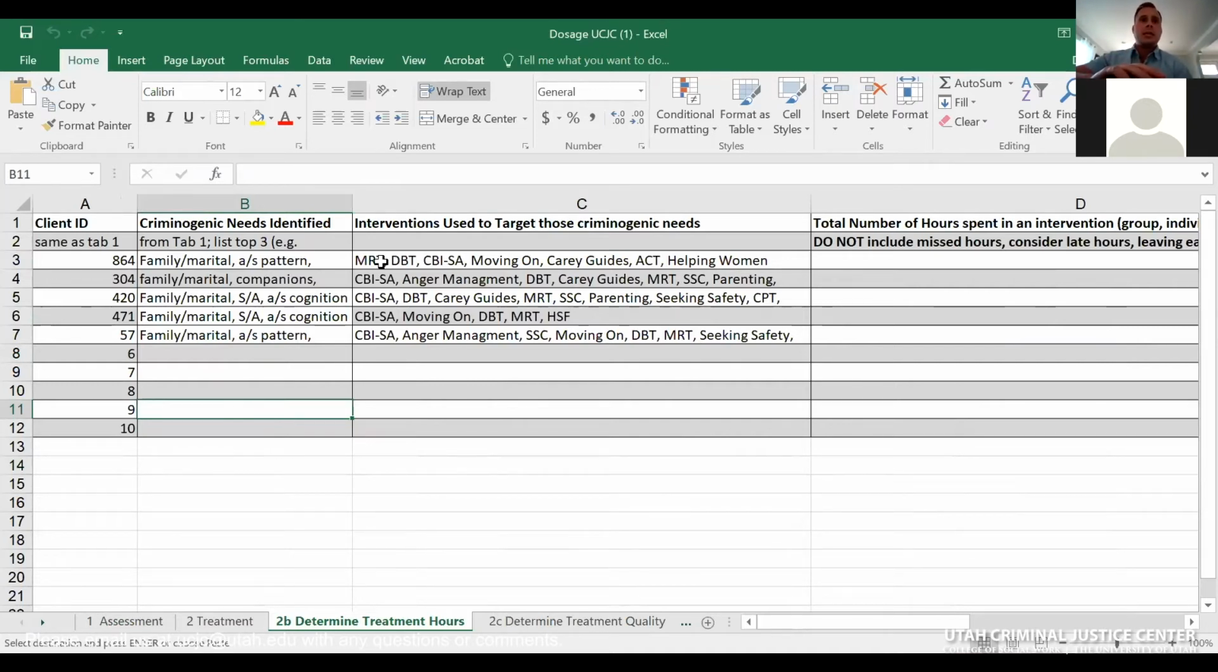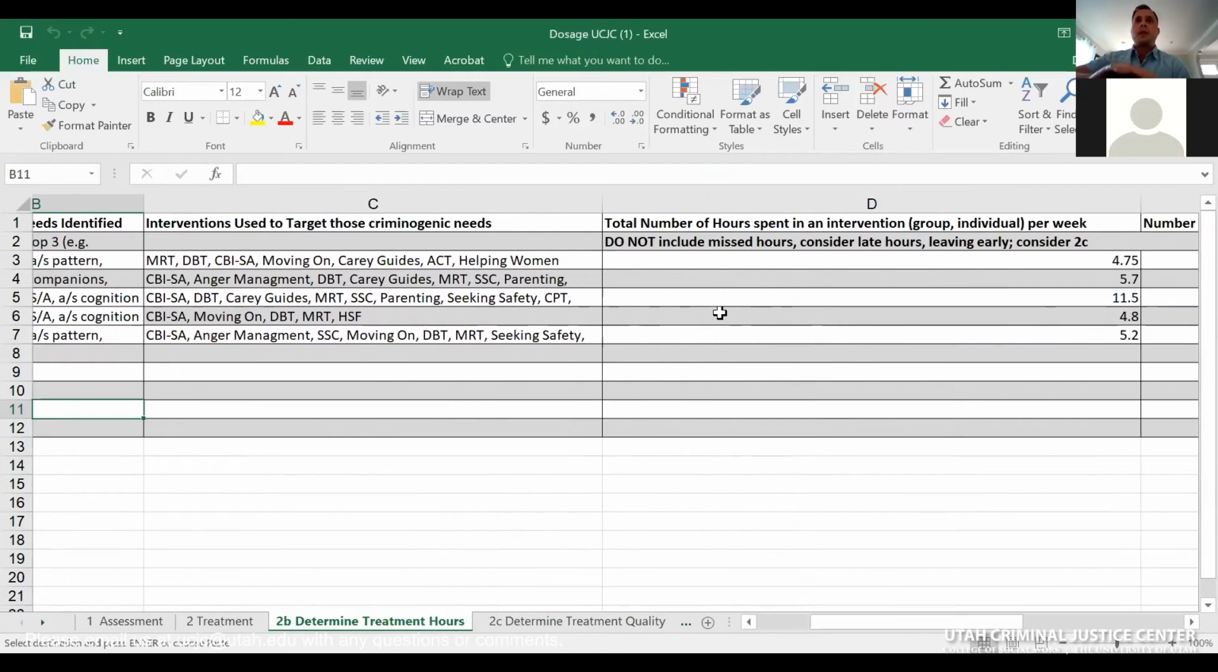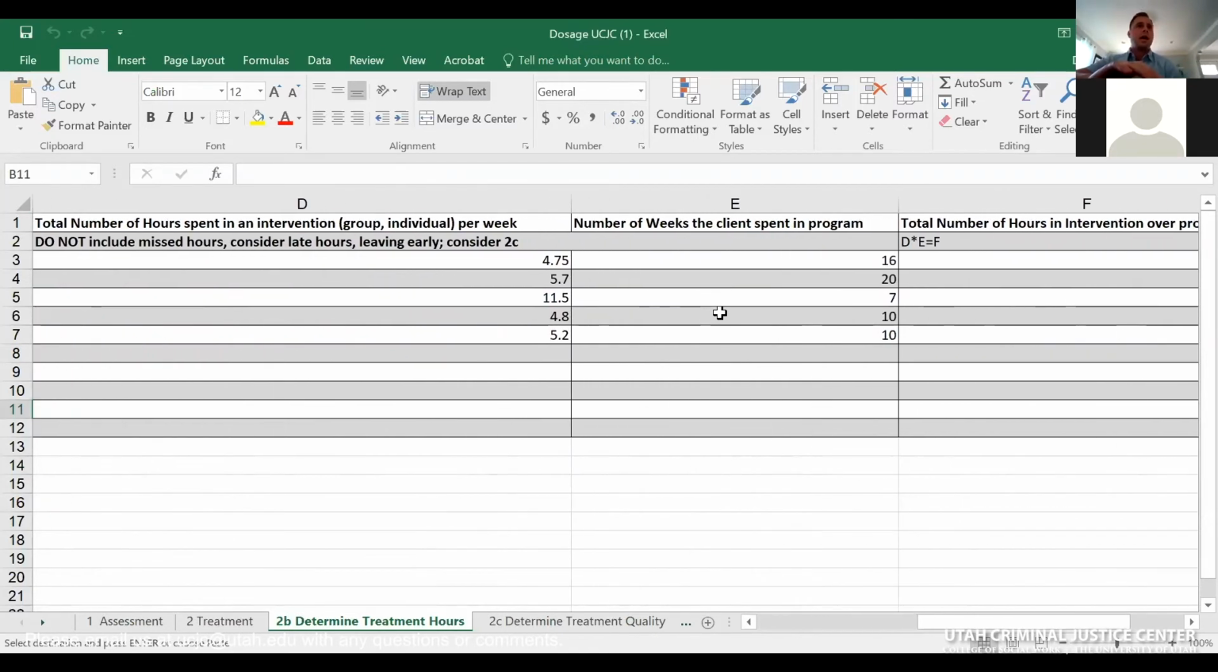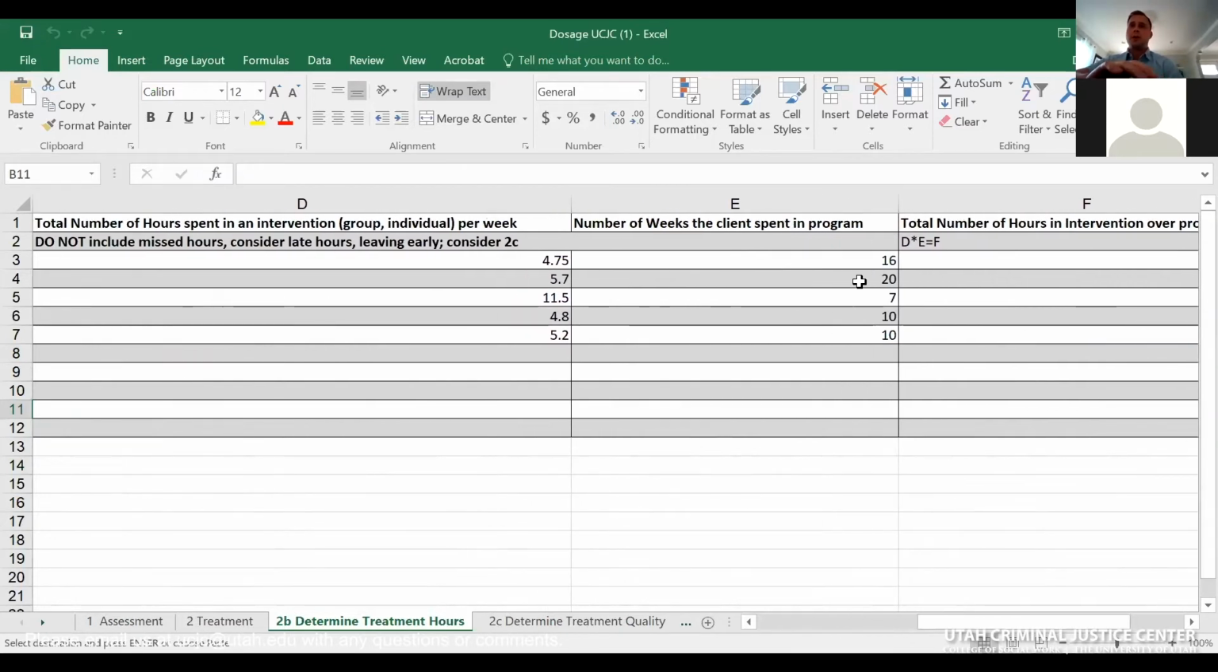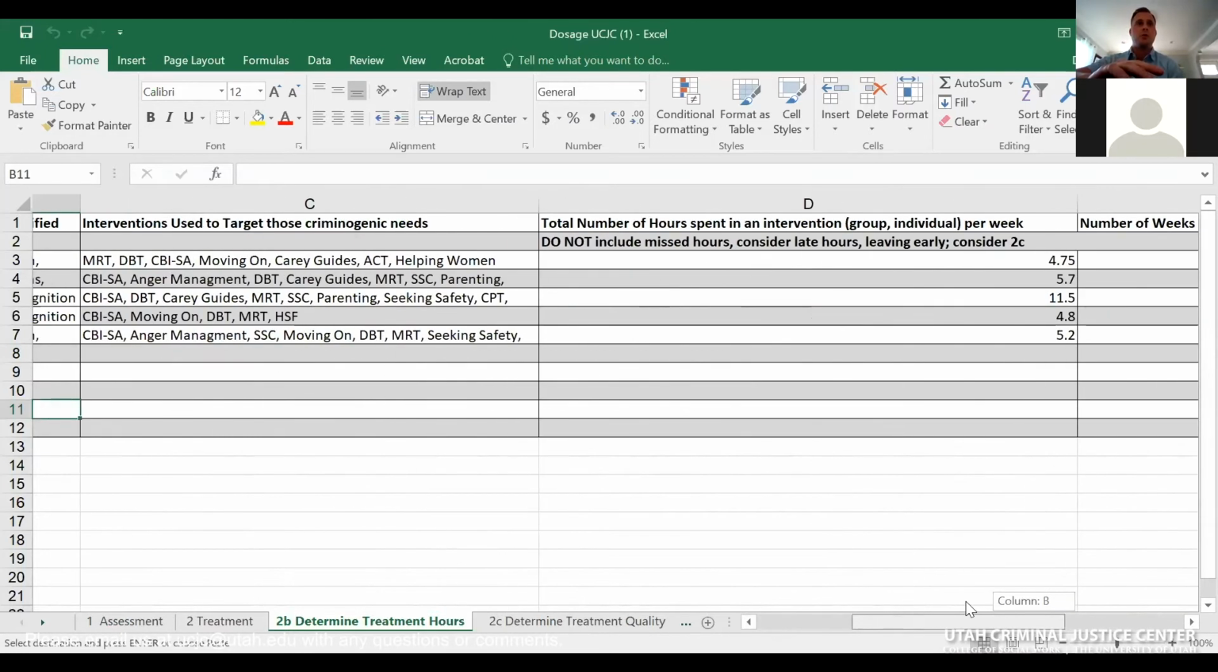And we can start to see the specific interventions that were used to target these criminogenic needs, and the total hours of time spent in an intervention per week, the number of weeks that the client was in the program, and then the total number of hours in an intervention over the program.